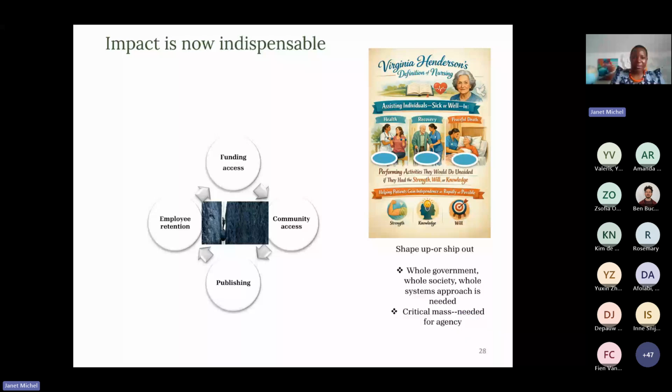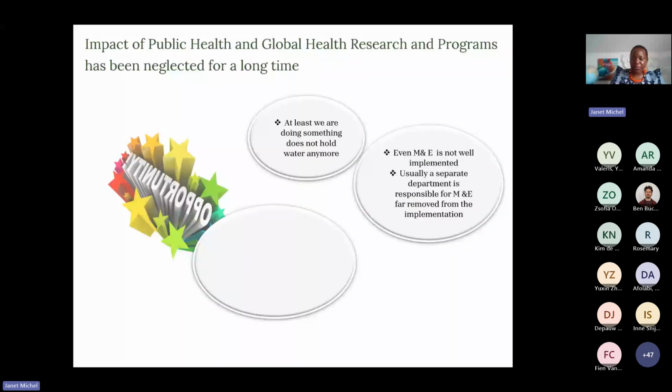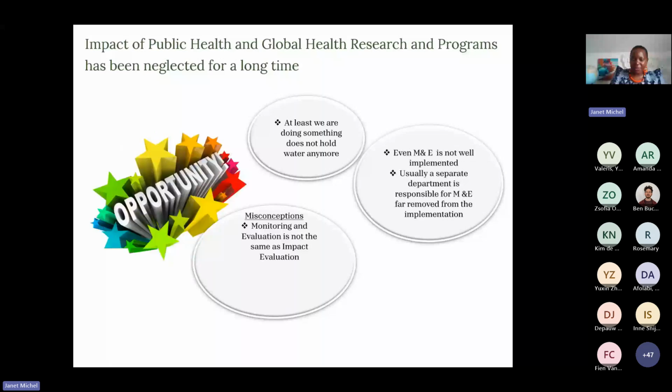So impact is really an opportunity, because there are misconceptions when we carry out programs and do monitoring and evaluation. Monitoring and evaluation is not the same as impact evaluation. When we do M&E, we are tracking the use of program resources. But when we are really tracking impact, we are tracking the implementation of the theory of change. So if we carry on doing what we are doing right now, impact will continue to evade us.